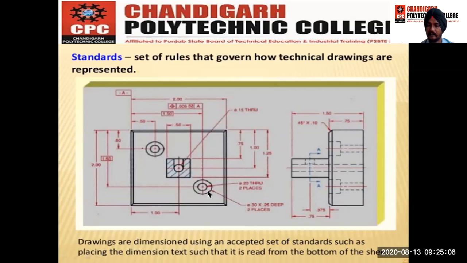And another is the outer hole, dia 30 by 25 deep. Diameter 30 and depth 25. This is the bore hole. This is the depth of the hole, which will be 25. We can indicate it by writing 'deep'. And this is the diameter, the outer diameter, which is 30. It will be created in two places, one place and second place. You can see it from the front view and also from the side view.